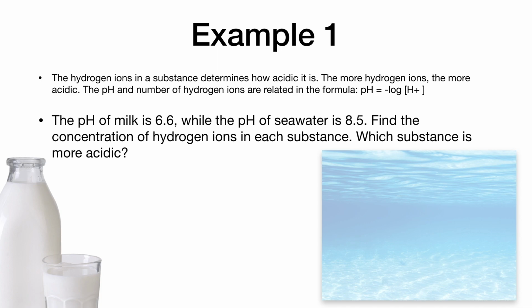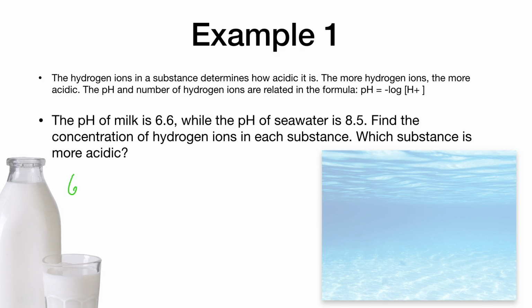Some of you who have taken chemistry might already know which of these two substances would be more acidic based off of your chemistry knowledge. But do you know the concentration of hydrogen ions in each? So we're going to start with milk. The pH of milk is 6.6. And we'll deal with the pH of seawater being 8.5 in a minute. But what we want to do is find the concentration of hydrogen ions. So I would put in my pH, or 6.6.